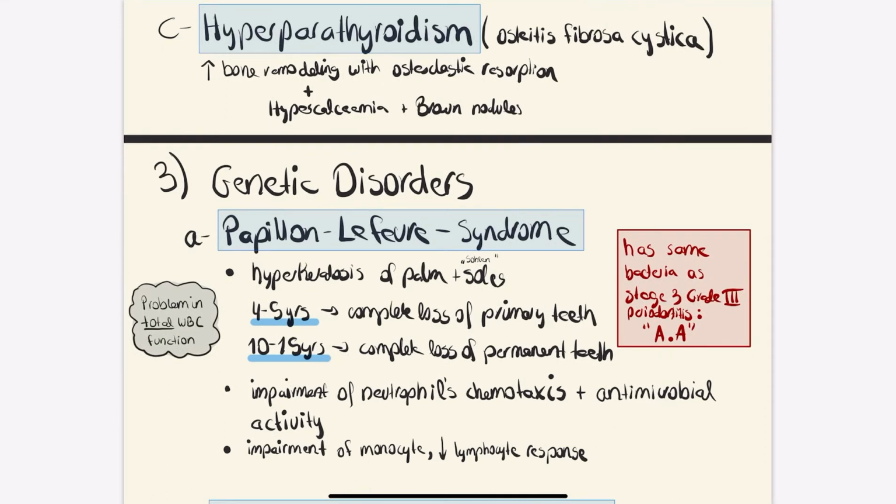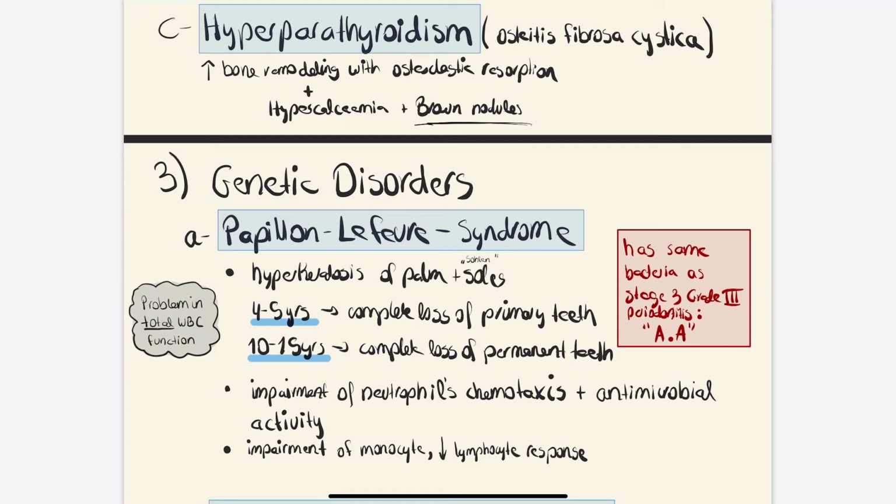Regarding hyperparathyroidism, what is hyperparathyroidism? It is an increase in the parathyroid hormone. It leads to increased bone remodeling with osteoclastic resorption. So we have here osteoblastic and osteoclastic activity; we have an action of both. As we have an action of both, it leads to hypercalcemia. The calcium of the bone is released into the blood, and we have an increased serum calcium. We also see brown nodules in the X-ray.